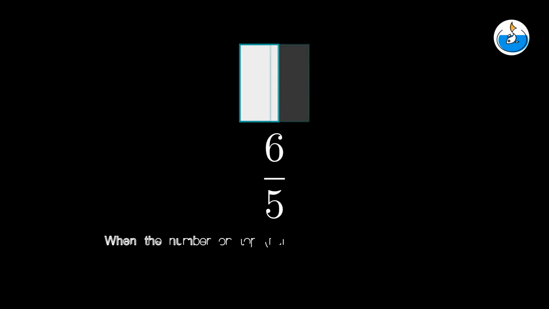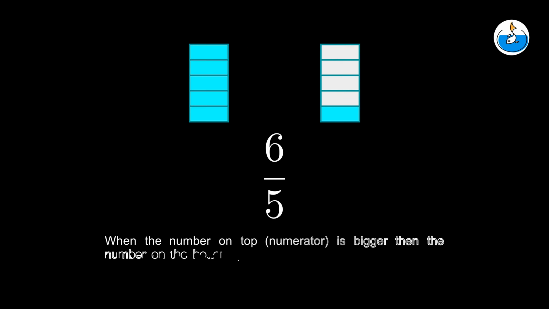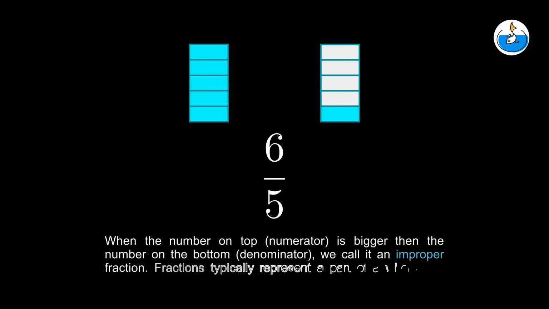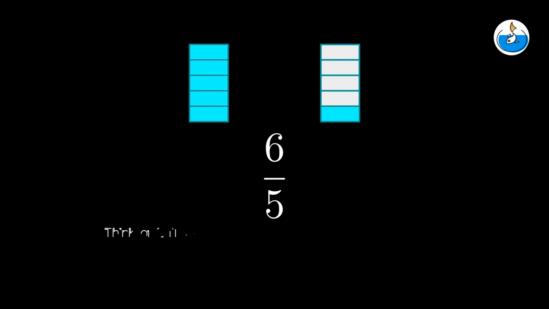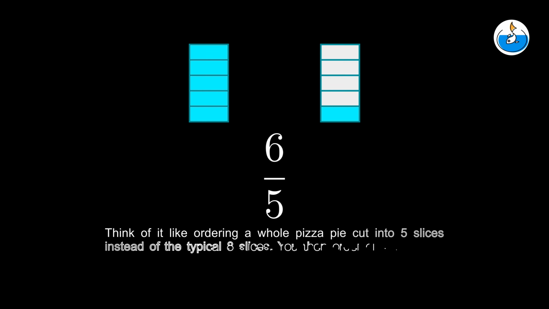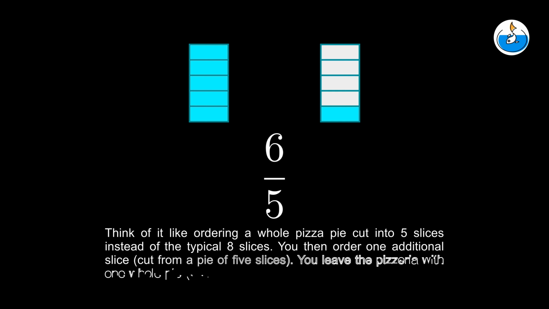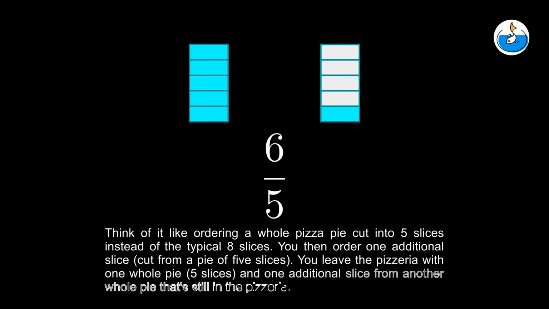When the number on top, numerator, is bigger than the number on the bottom, denominator, we call it an improper fraction. Fractions typically represent a part of a whole, not more than the whole itself. Think of it like ordering a whole pizza pie cut into 5 slices instead of the typical 8 slices. You then order 1 additional slice, cut from a pie of 5 slices. You leave the pizzeria with 1 whole pie, 5 slices, and 1 additional slice from another whole pie that's still in the pizzeria.